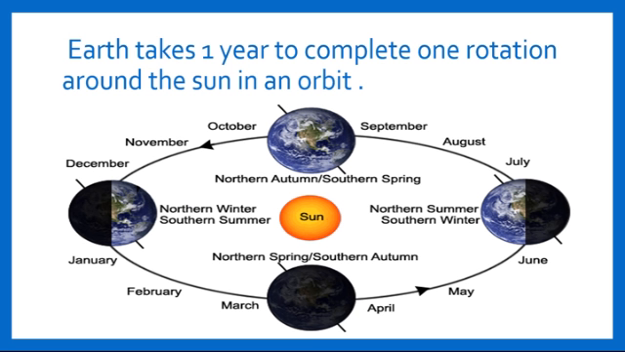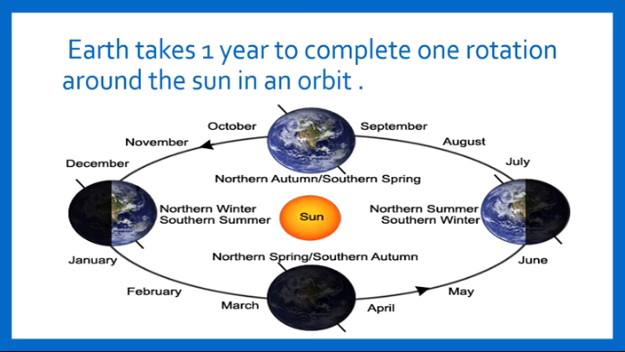Then coming to the next section, Earth takes 1 year to complete one rotation around the sun in an orbit. See, these are the pictures you can see. This diagram shows the position of the Earth in its orbit around the sun at different months of the year. How many months in a year? That is 12 months, right? Okay, these are the positions of the Earth in different months in a year.